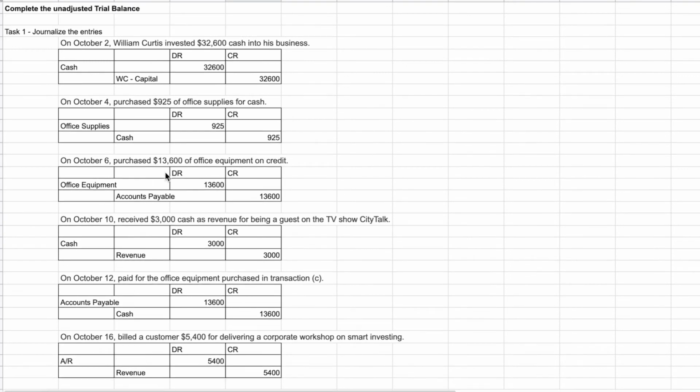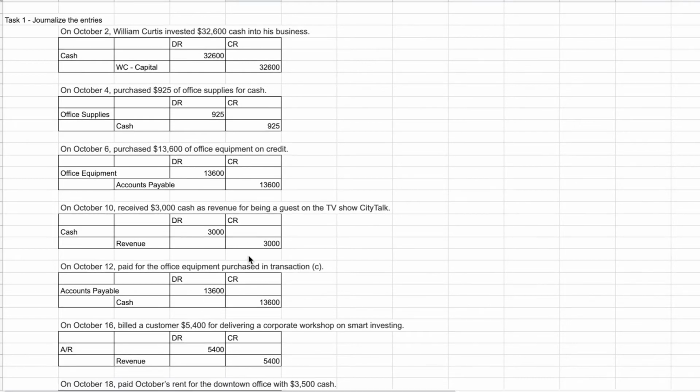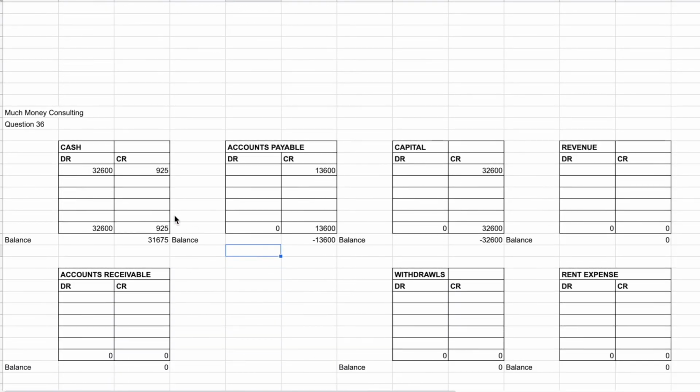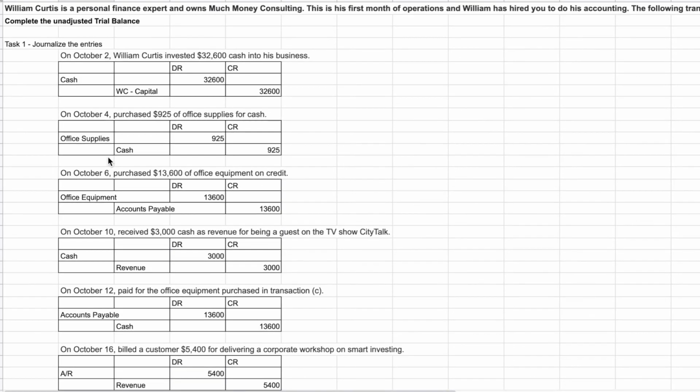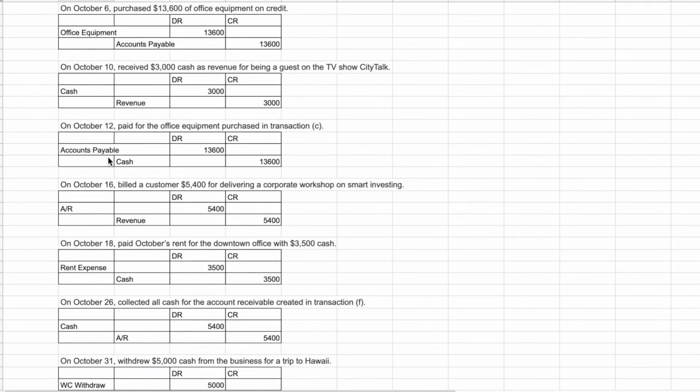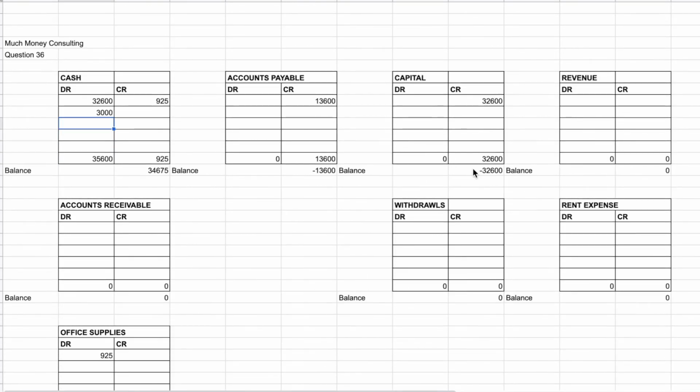The next one, we had cash debit and revenue credit for 3,000. So cash, we'll go down to our cash account. There was a debit of 3,000. And revenue was for 3,000, so let's go find a revenue account. 3,000 credit. Okay.